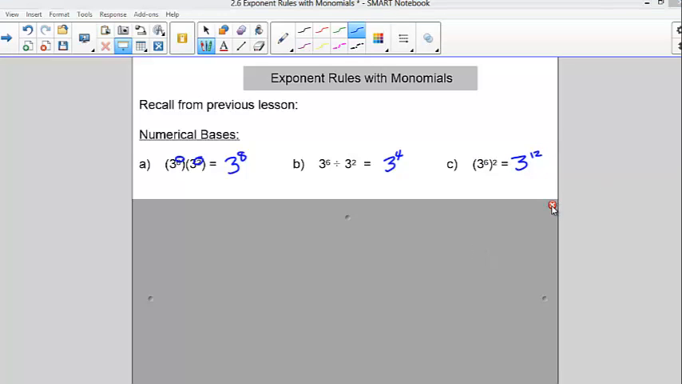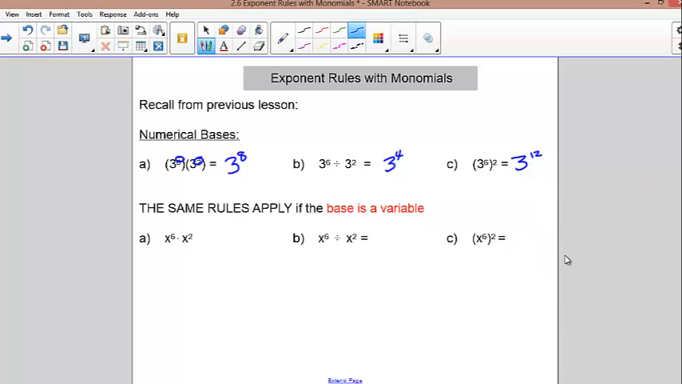Today's lesson is actually really just about realizing that the same rules apply if the base happens to be a variable. So the same exact rules that were above are going to be in effect because x to the power of 6 means x times x times x times x times x times x, all multiplied by x squared, which means multiplied by x times x. So in total, you have x to the power of 8. The same rule applies for division. So again, it would be the 6 minus 2, which gives us the 4, and to the power of a power, which would give us x to the power of 12.